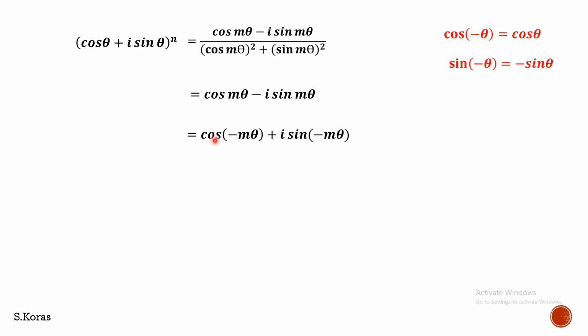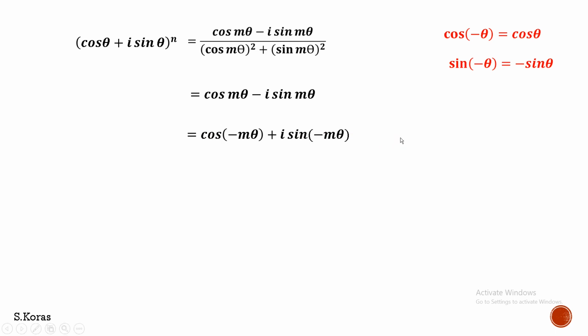Am I correct? Cos is in minus m theta. Sine is also in minus m theta. Both are of the same angle. Here we have a positive sign. So it's in the exact polar form.